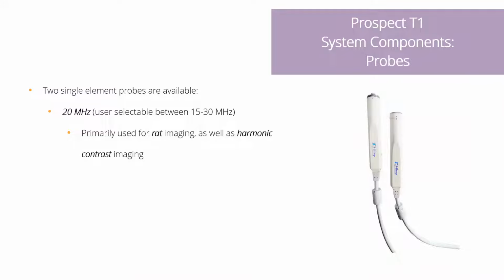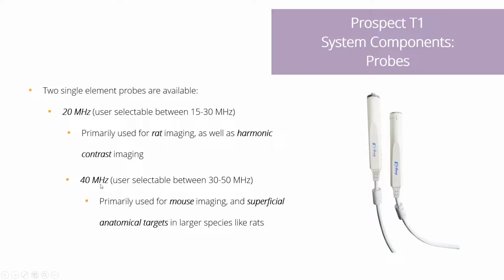There are two different probes with this system. Both are single element probes. One is 20 megahertz, and it's actually user selectable between 15 and 30 megahertz. This is primarily used for rat imaging, as well as harmonic contrast imaging. The 40 megahertz probe, a higher frequency sound, better resolution, is user selectable between 30 and 50 megahertz. This is typically used for mouse imaging, but can also be used for superficial anatomical targets. The main difference between the two, as we talked about before, is the depth of penetration. So you really select the probe that's most appropriate for the anatomical target that you're looking at.